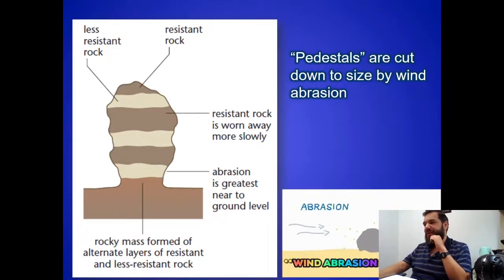Okay. That also happens because in deserts there's a lot of wind abrasion. That's actually another type of mechanical weathering, is abrasion. It's when sand is being blown, kind of like a sand blaster, and it erodes the rock away.